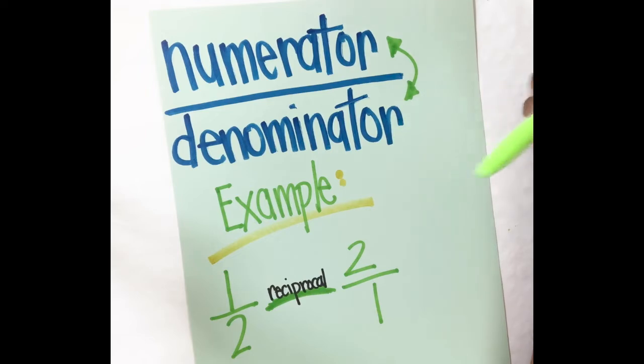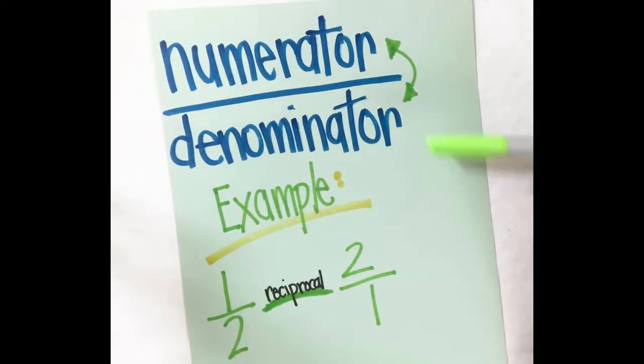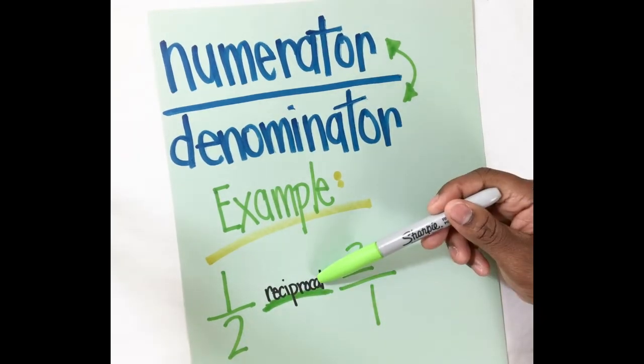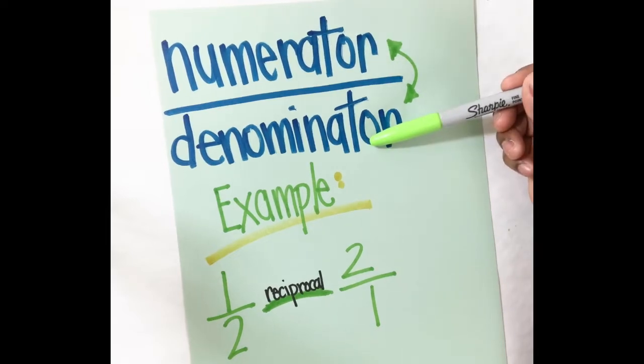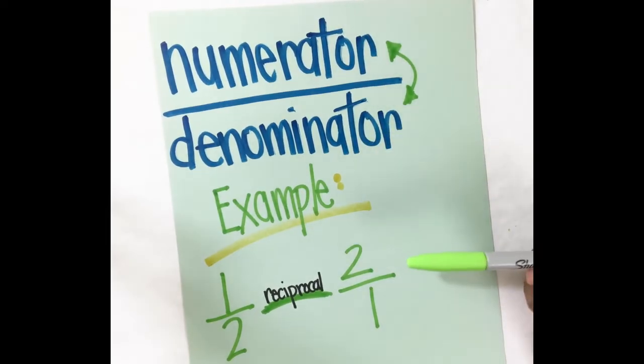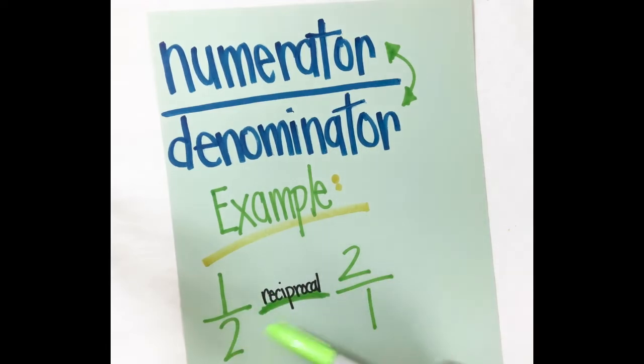So we have the fraction 1/2. To find the reciprocal of 1/2, it simply means to change the numerator with the denominator. They switch positions. They flip. So the reciprocal of 1/2 is what? 2/1, or 2. So let's do a couple of these on the board.